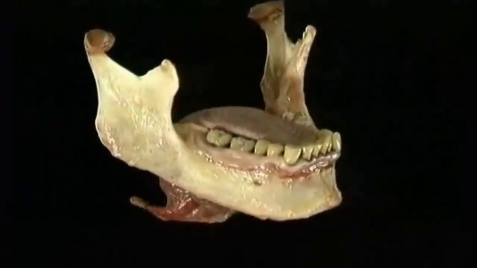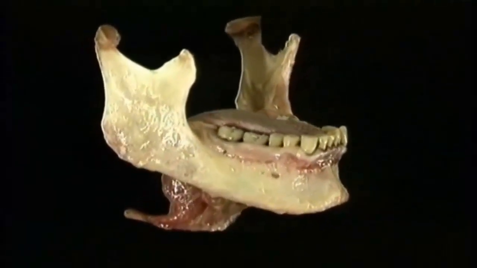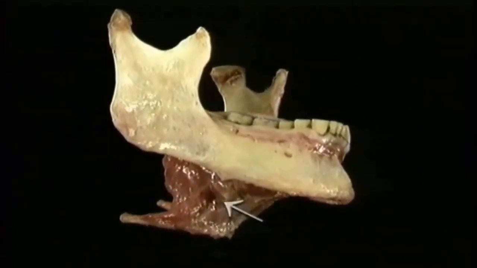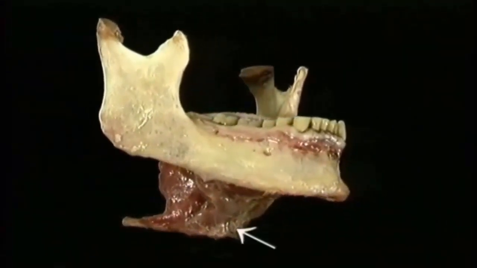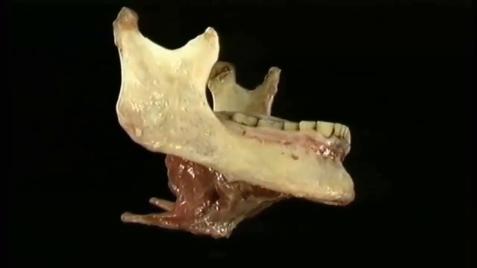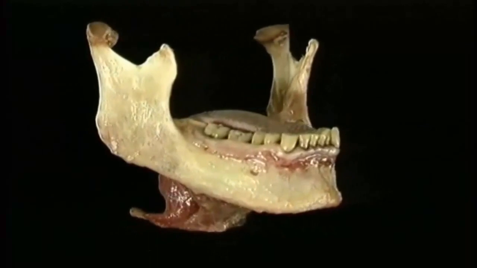To get a look at the intact tongue, we'll look at a specimen consisting of just the tongue, the mandible, and the hyoid bone. Here's the mylohyoid muscle. The body of the hyoid bone is here. Here's the greater horn. We'll look at the outside of the tongue first.